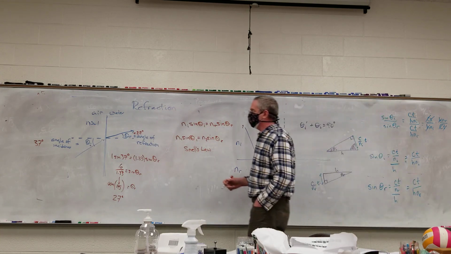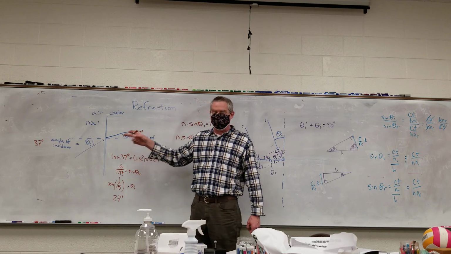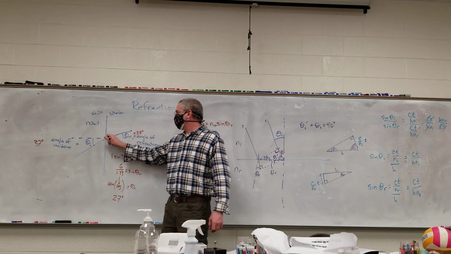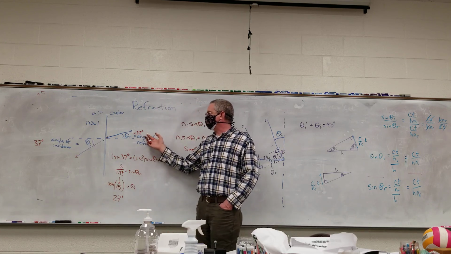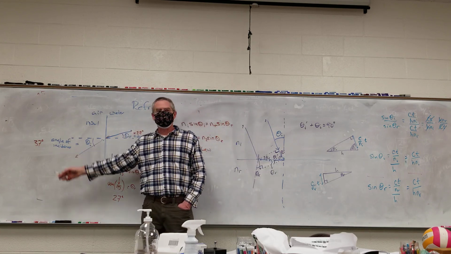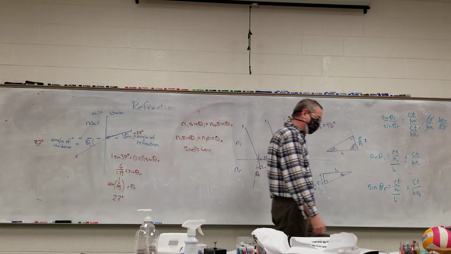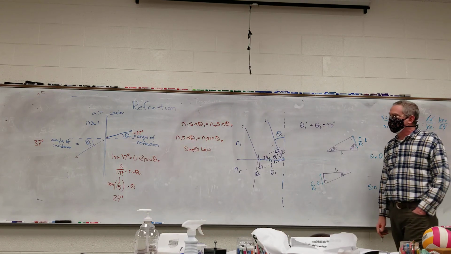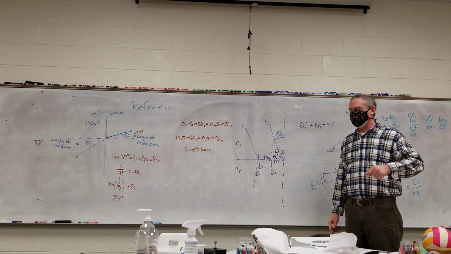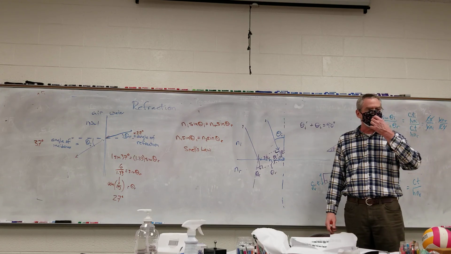Likewise, if I had the object in water instead of air, in other words, just reversed it, if it comes in at a 27-degree angle, it's going to come out at a 37-degree angle. So when it goes to a greater index of refraction, it gets closer to the normal, and if it goes to a lower index of refraction, it gets farther away from the normal.